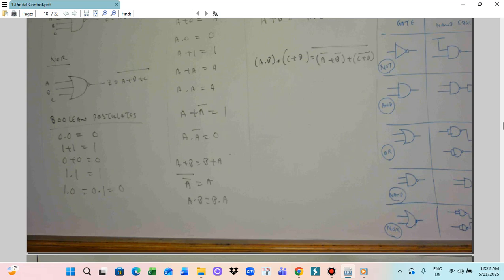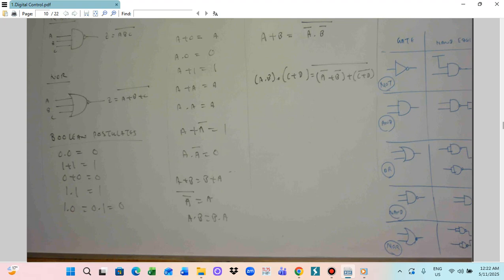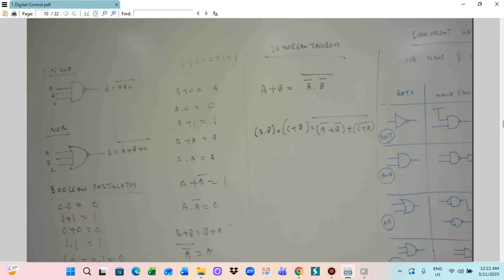And we also utilize the De Morgan theorem. The De Morgan theorem means that addition can be changed into multiplication. For example, A plus B is equal to A bar dot B bar, and the whole bar. So this is the De Morgan theorem. Why do we use the De Morgan theorem? Sometimes we can't get the equivalent gate.